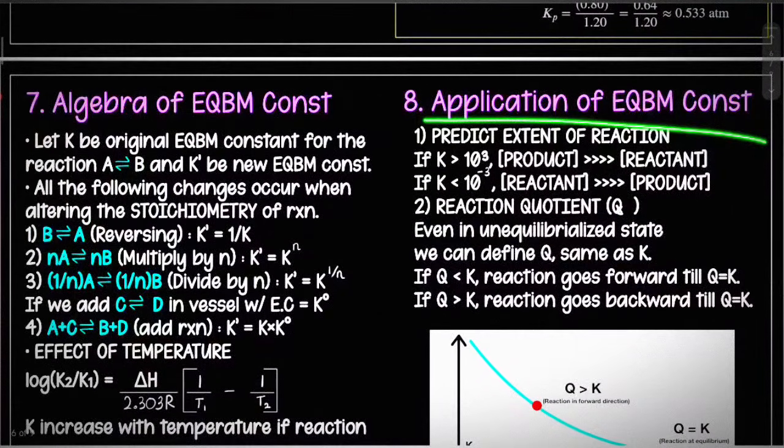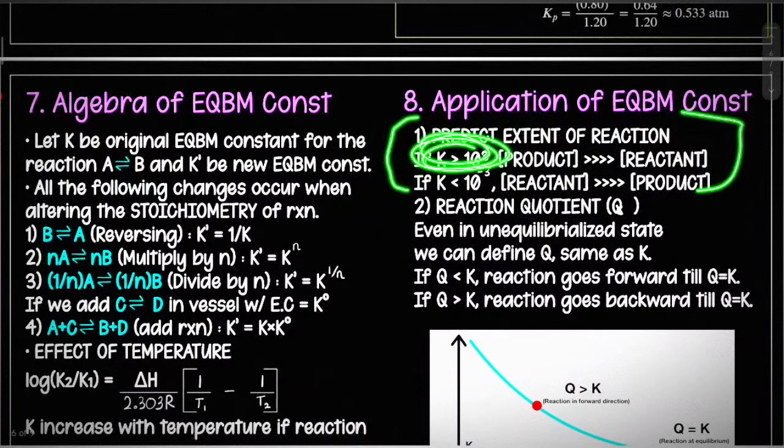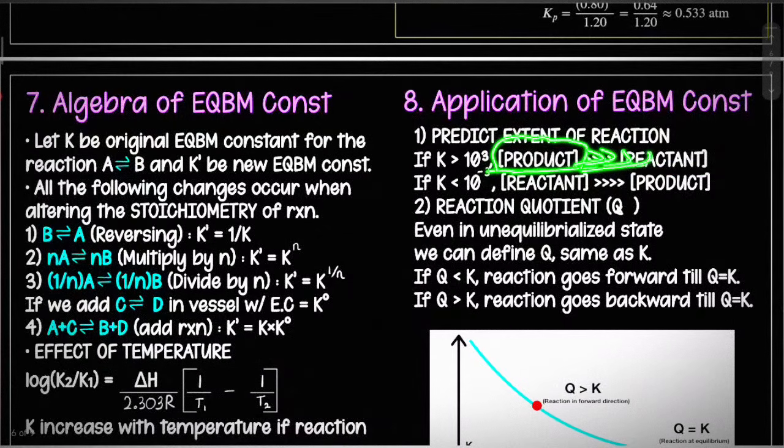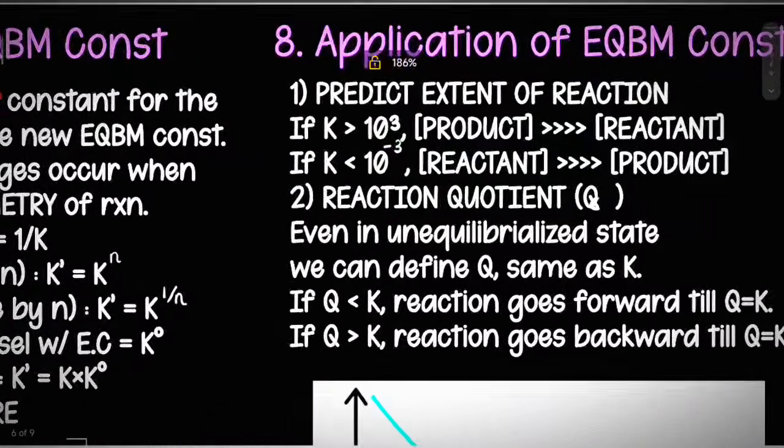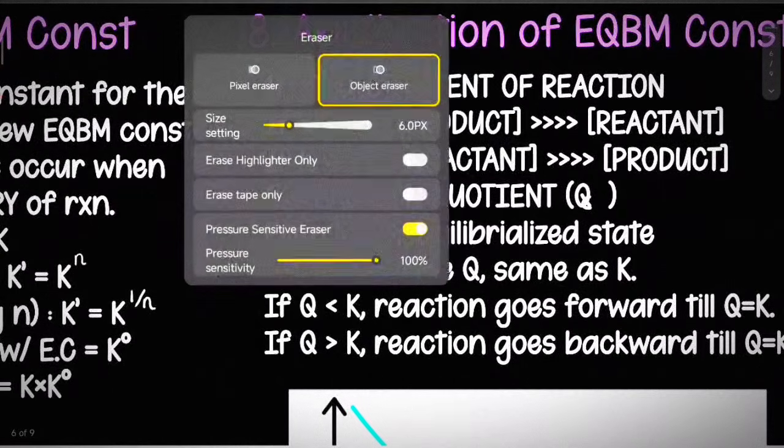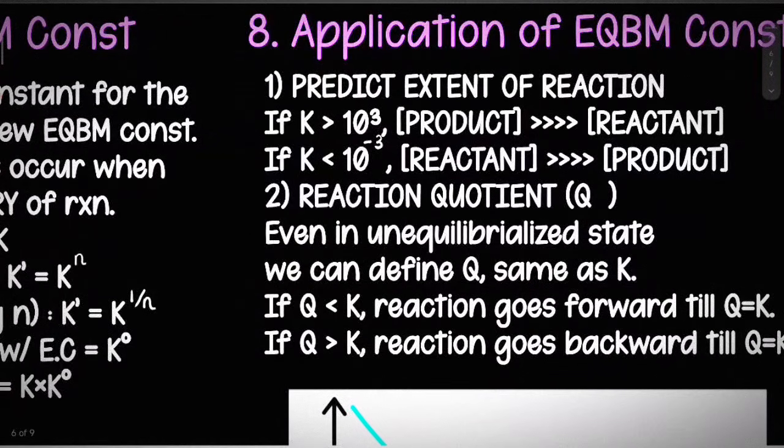And now let's look at applications of the equilibrium constant. Basically, it can be used to predict the extent of reaction. If it is greater than 10 raised to the power 3, the concentration or partial pressure of product is much greater than reactant. And if it is less than 10 raised to the power 3, the concentration of reactant is much greater than product.